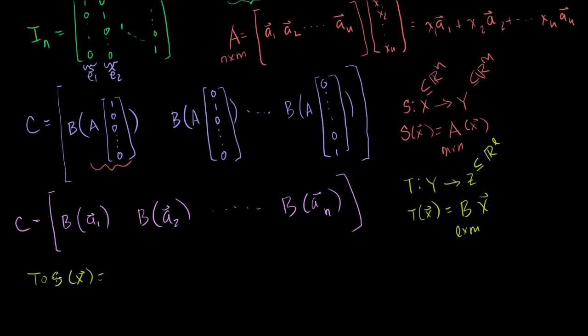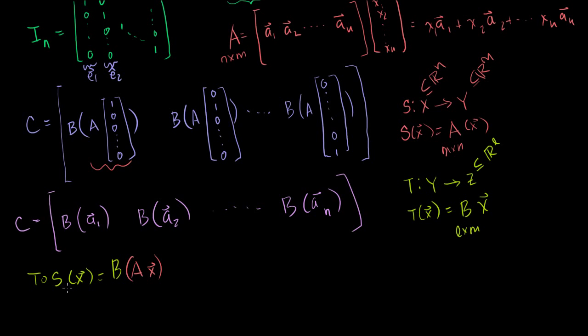So first we applied the S transformation, so we multiplied the matrix A times X. And then we apply the T transformation to this, so we just multiply B times that.